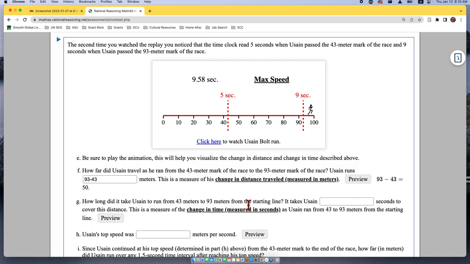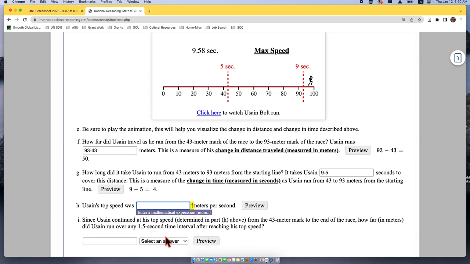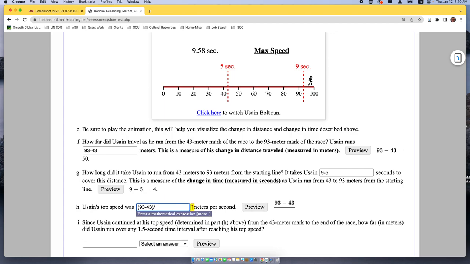How long did it take to go from there? Well, he was at 5 seconds to 9 seconds. So if I subtract those, that should tell me how long it was. 9 minus 5. There it is. And so what was his top speed? Now this one, you can think, well, it's going to be the distance divided by the time. So you could put 50 divided by 4. Or if you really want to, to get the order of operations, you could say it's 93 minus 43 divided by 9 minus 5. And again, it's totally up to you.